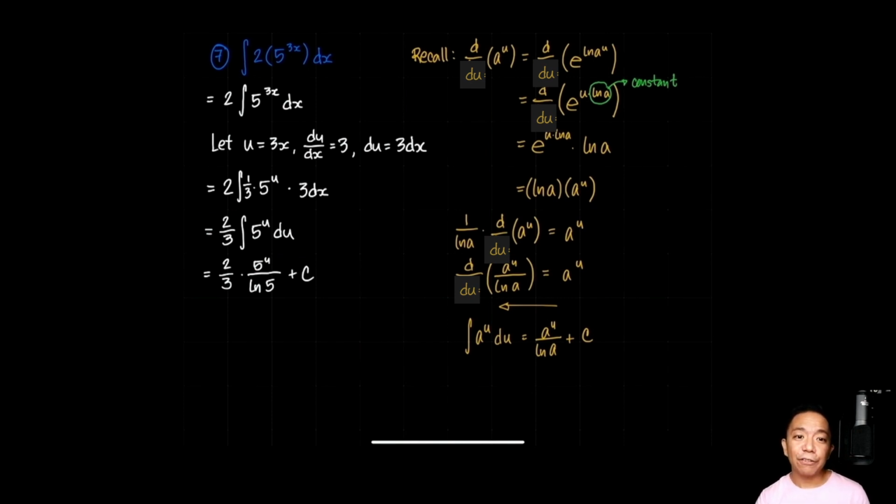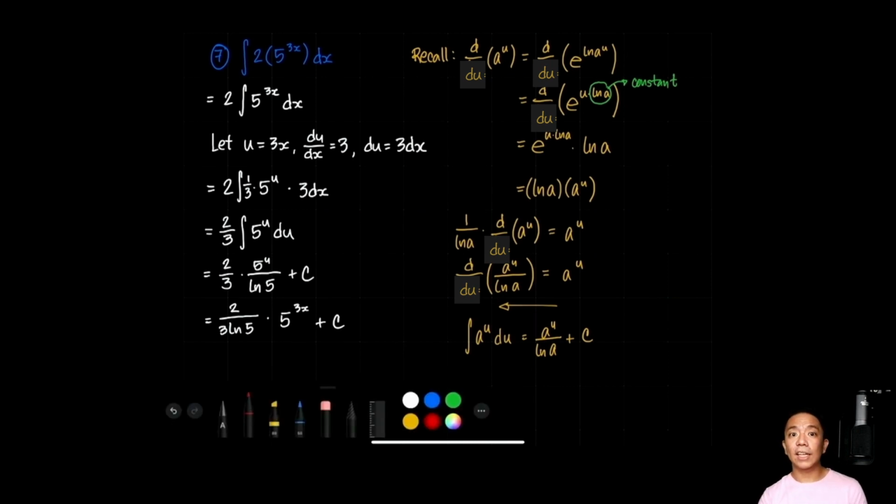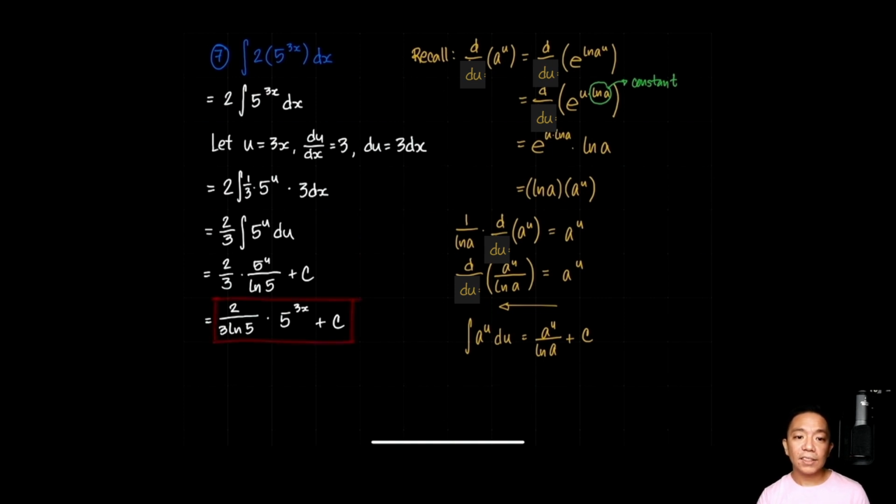And all that's left is ibalik natin yung u sa variable na x. And we'll get our final answer na 2 over 3 ln of 5 times 5 raised to 3x plus the constant of integration. Let's highlight this with a box. This is our final answer. You are invited to take the derivative of that expression. Constant lang naman yung 2 over 3 ln of 5. And check na makukuha natin yung given natin.